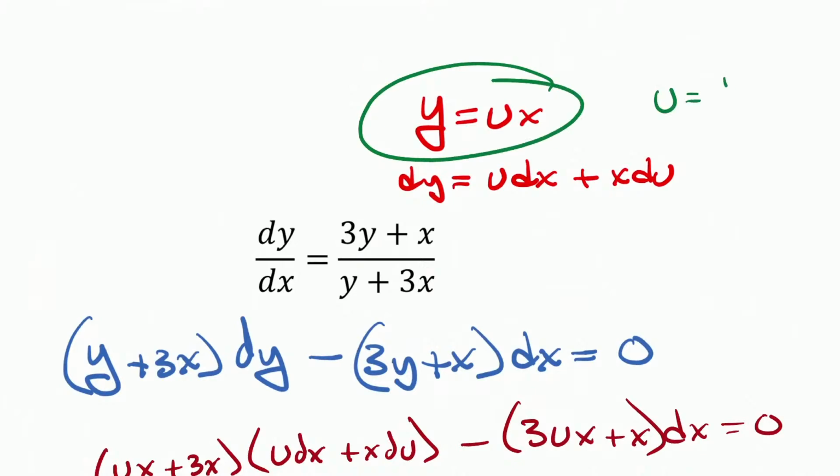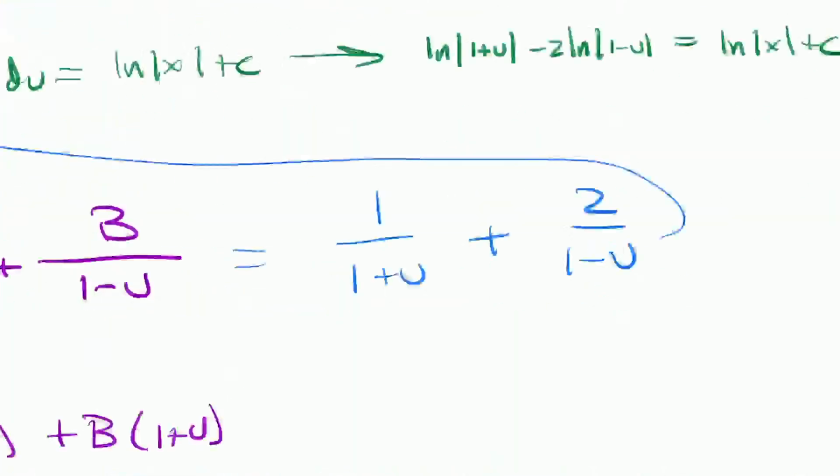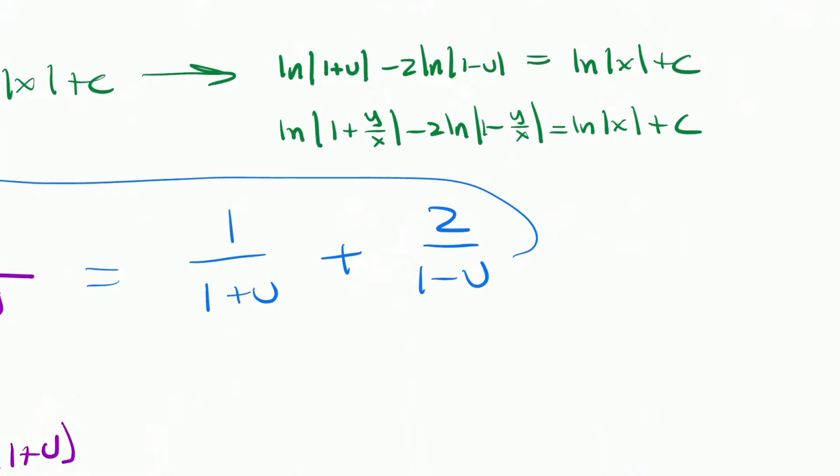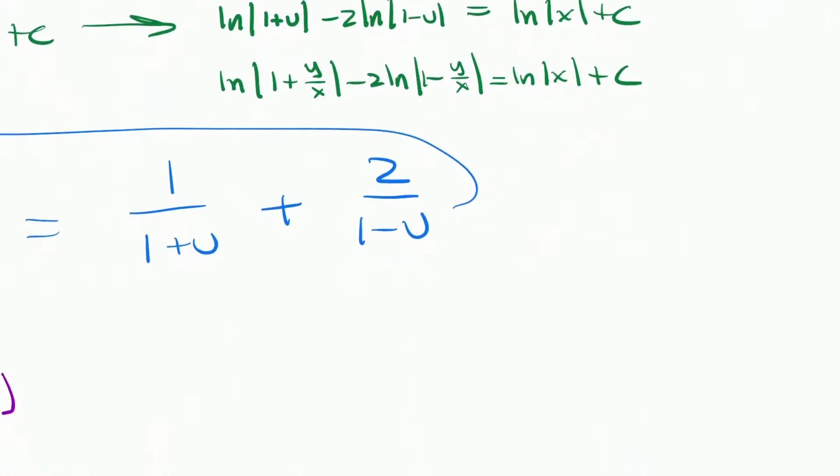So that means u is equal to y over x. I know it keeps shifting things around. So we have natural log of 1 plus y over x minus 2 natural log of 1 minus y over x is equal to natural log of x plus c. Okay. Now, I am so tempted to do the algebra. Okay, I will hold back a little bit, but I just need to point something out.